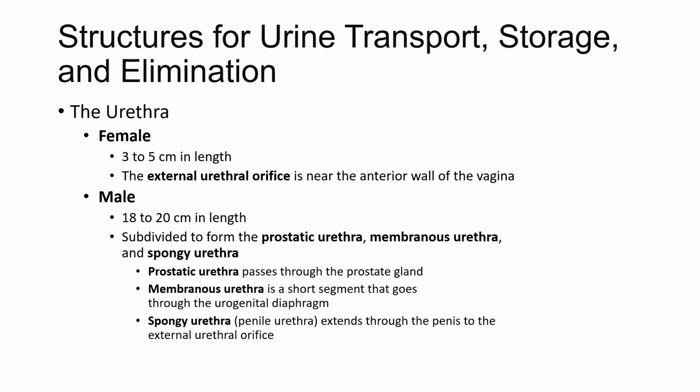And so because of that shorter length, about 3 to 5 centimeters, we often see more UTIs in females than in males. Males, however, have a much longer length to their urethra. It's about 18 to 20 centimeters. And so there are actually 3 different parts to the male urethra. There's the prostatic urethra, which goes through the prostate gland.